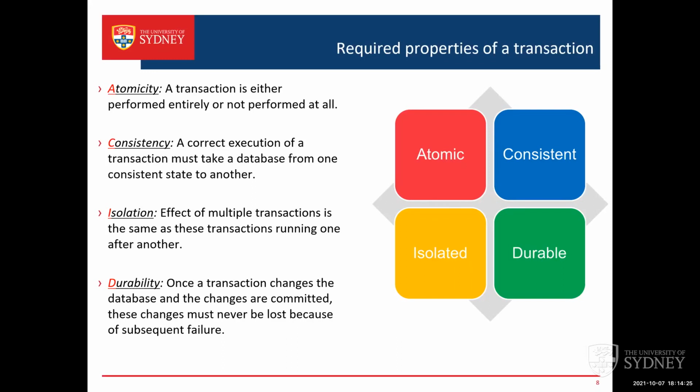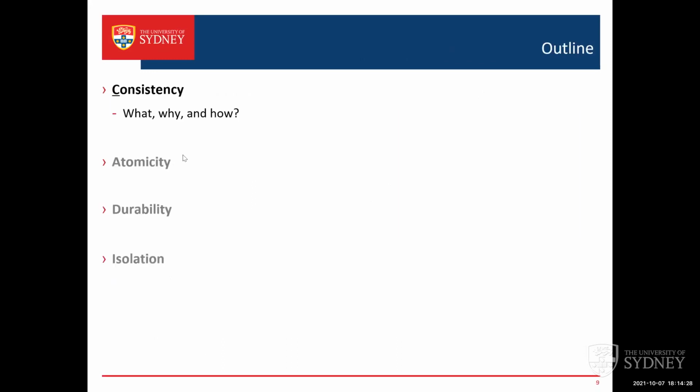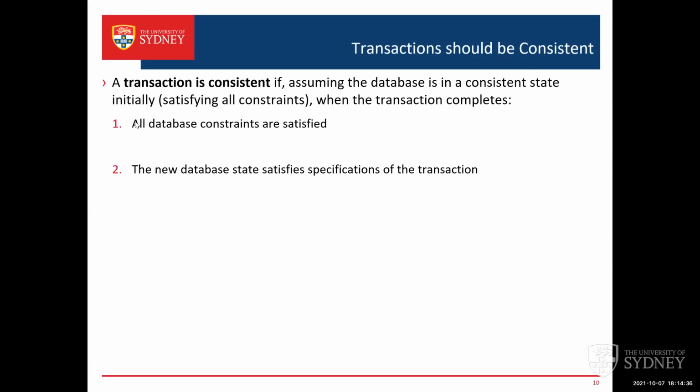We will talk about all of these one by one, starting with consistency. Consistency should be the easier one. So how should we ensure consistency? What do we have to ensure? Like I said, that all the constraints are satisfied. When we are running transactions, we need to make sure all the integrity constraints that we have in our tables, in our whole database, are satisfied. And definitely the new database state satisfies the specification of the transaction. What does the transaction want to perform? It can perform all of those things in that database, right?